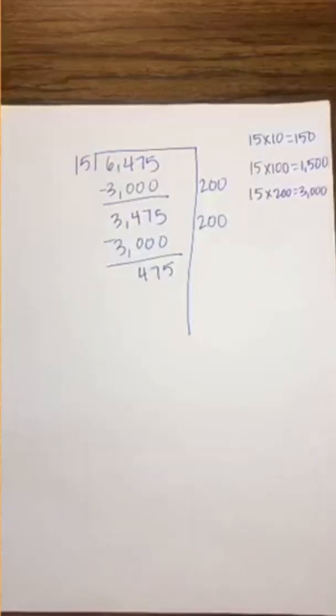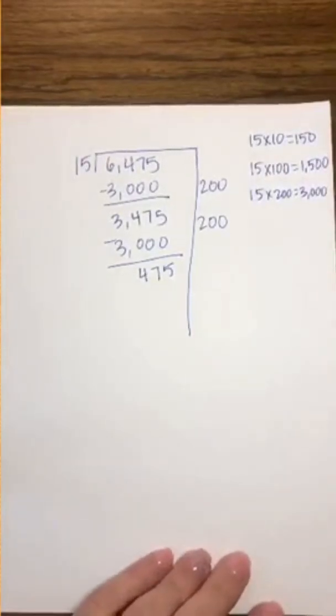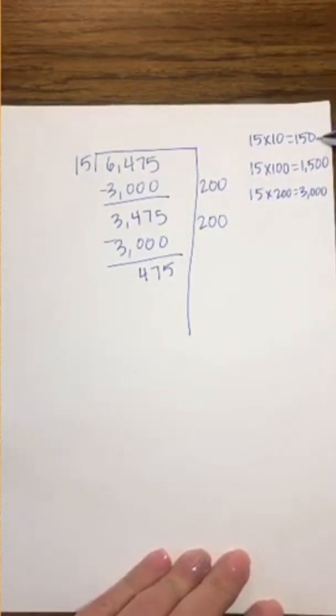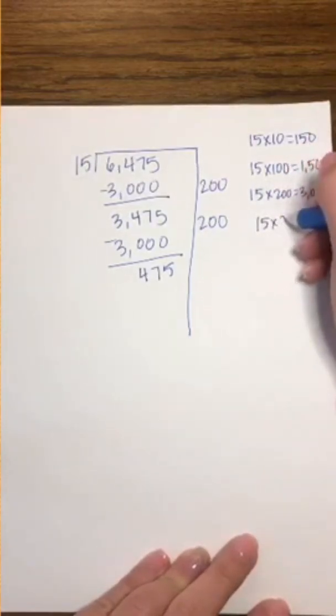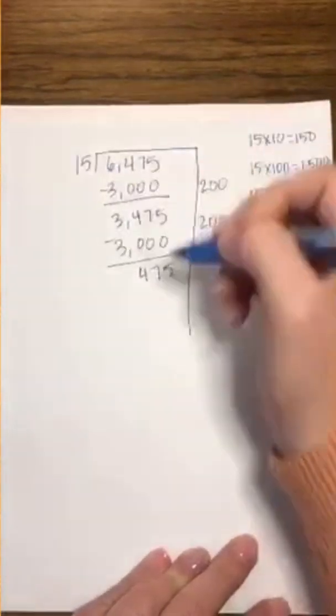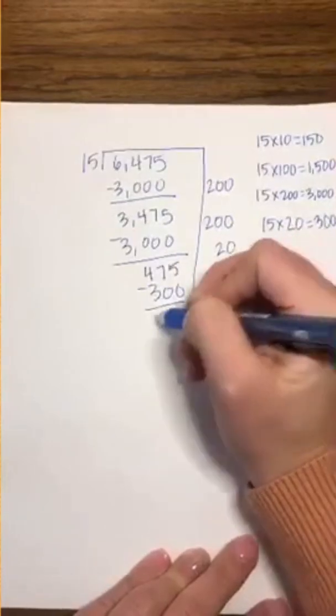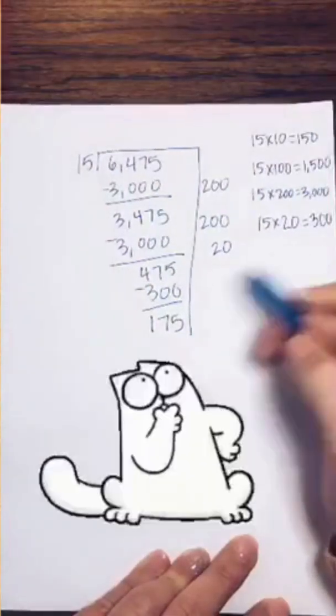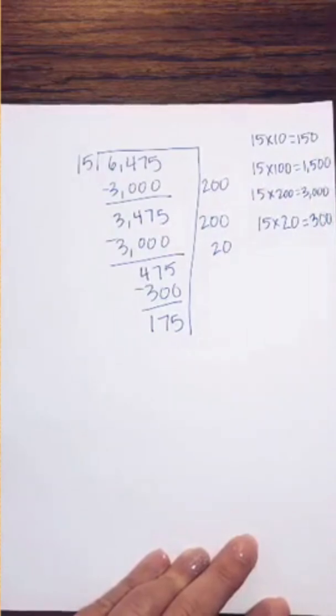Since I'm left with 475, I'm going to look back over here and see what I've already found with my larger multiples of 15. I got kind of close when I did 15 times 10, but I might be able to get a little bit closer. If I did 15 times 20, that would get me 300. So I could go with that. If I do 20 times 15, then I have 300. Subtract, I have 175. Can I pull out 300 again? No. So that means I'm going to have to go smaller.